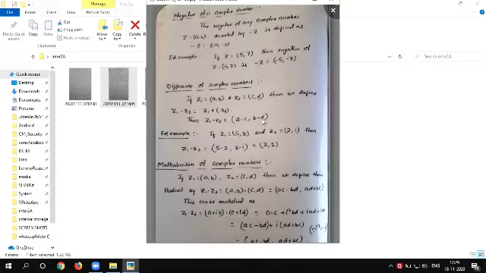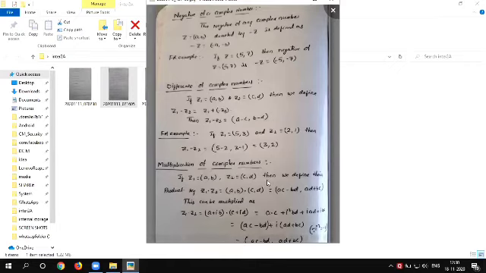For example, if the z1 value is 5 comma 3 and the z2 value is 2 comma 1, then for z1 minus z2, we simply subtract real part minus real part, that is 5 minus 2, and imaginary part minus imaginary part, that is 3 minus 1. 5 minus 2 is 3 and 3 minus 1 is 2. This is 3 comma 2. That is the difference of two complex numbers z1 and z2, simply written as z1 minus z2, whose value is a minus c comma b minus d.